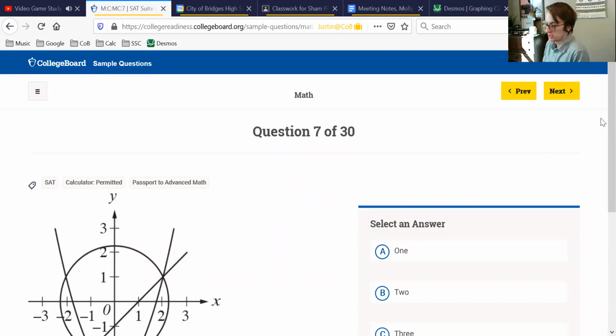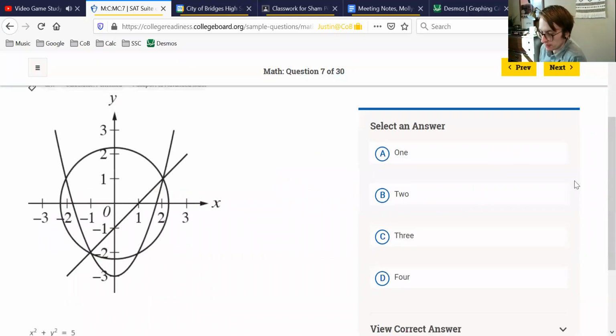Question 7. What an intimidating question, right? Look at this big, ugly graph here. First super important point. I can't explain to you how important this point is. I can't emphasize that enough.